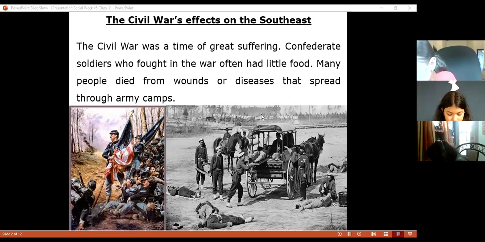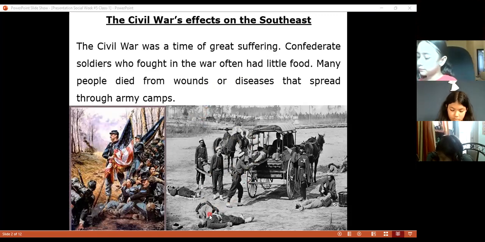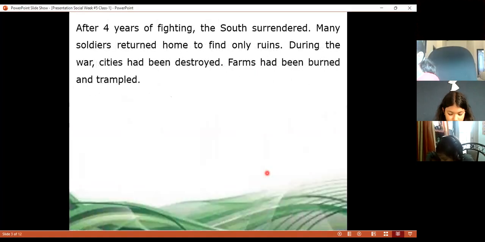After the Civil War, remember, during the Civil War, there was a time of great suffering. Many people, as I was telling you, were dying. Why? Because they were sick. Look here. They were dying from wounds or disease that spread through the war. So they were dying on the streets. A lot of people were on the street dying because they were sick with different diseases, or they were killed. Or also they were dying because they didn't have much food to eat and water to drink.